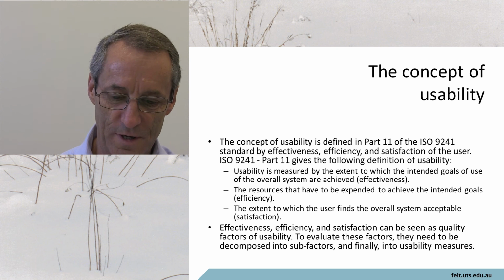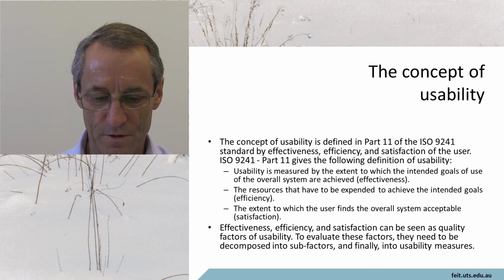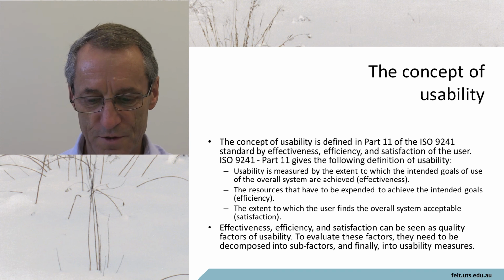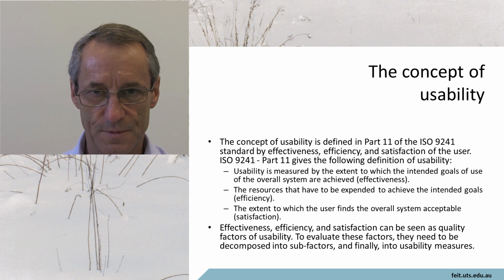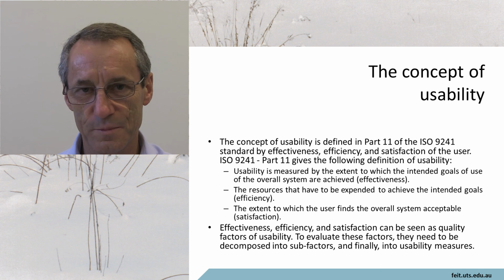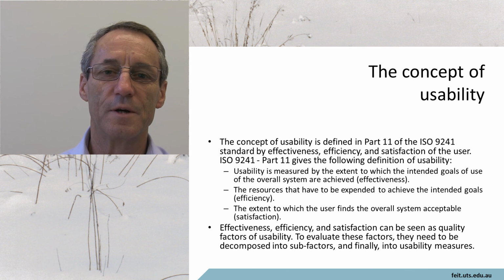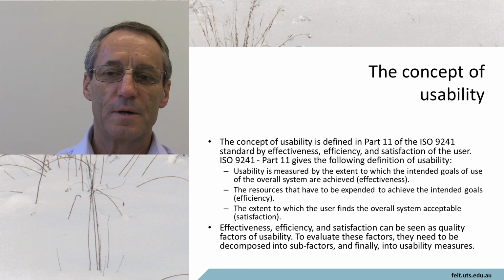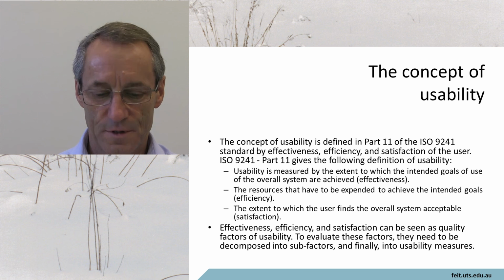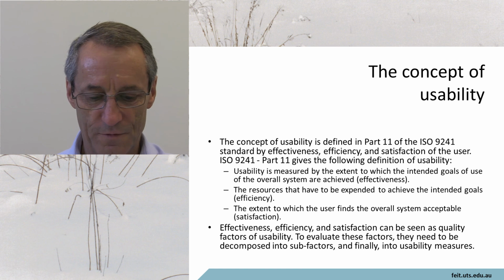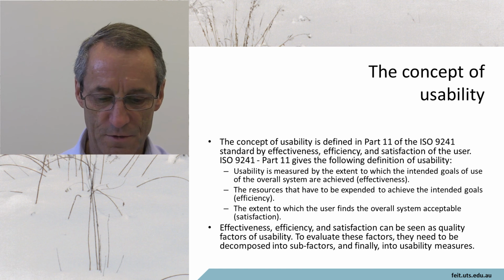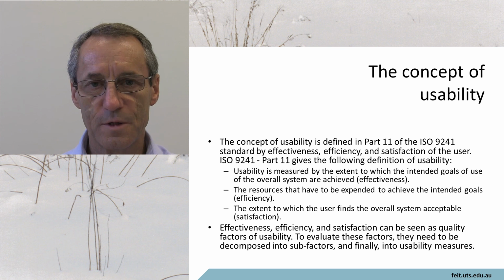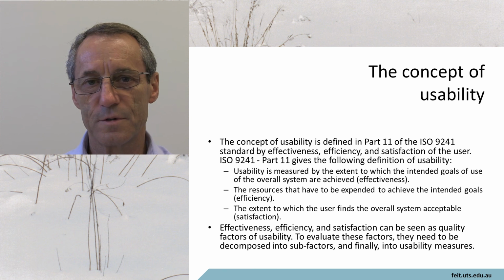The resources that have to be expended to achieve the intended goals, that's the efficiency. The extent to which the user finds the overall system acceptable, that's satisfaction. So it's not quite as simple as satisfy the user by any means possible. It does include considerations of efficiency, effectiveness, and satisfaction. Now, effectiveness, efficiency, and satisfaction can be seen as quality factors of usability. To evaluate these factors, they need to be decomposed into sub-factors and finally into usability measures.